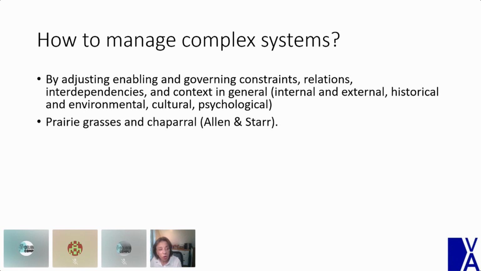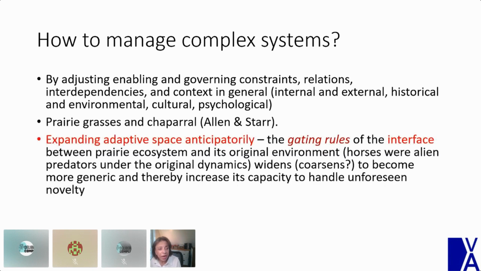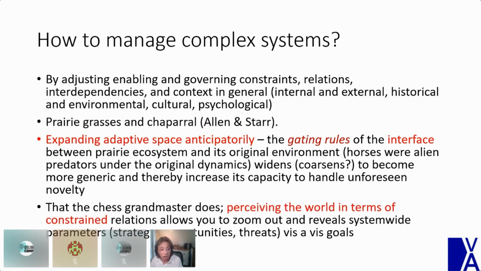I don't have time. I'll go over prairie grasses and chaparral if anybody asks during the question and answer session. But what happens is that in doing so, you can expand the adaptive space of the system so that you can handle more inputs than you could otherwise. Like the chess grandmaster, the API is able to handle relations between the outside and the inside, and thereby, in a sense, creates an expanded ecosystem that incorporates both.